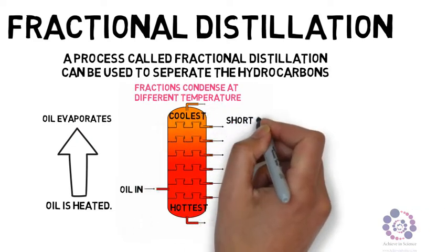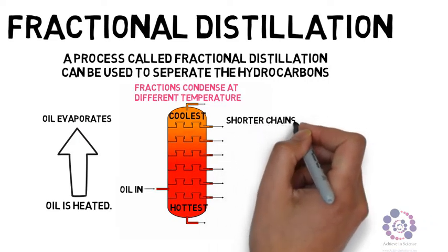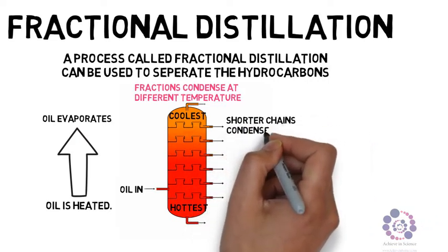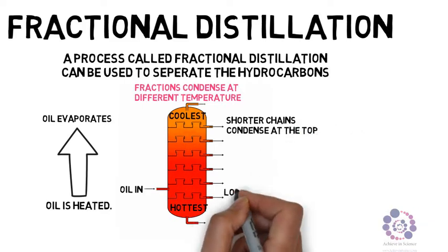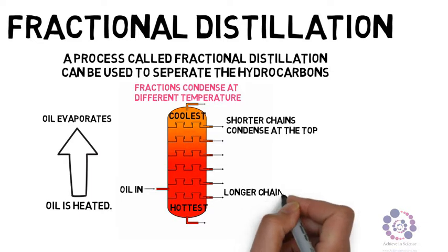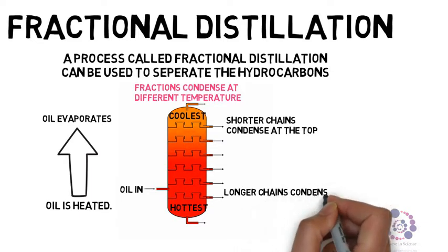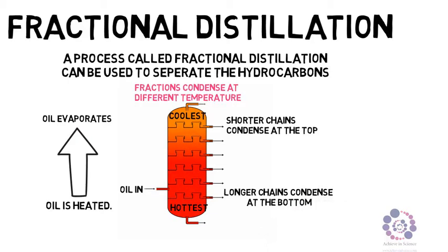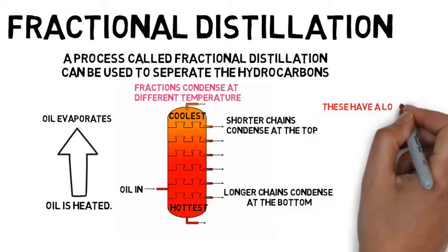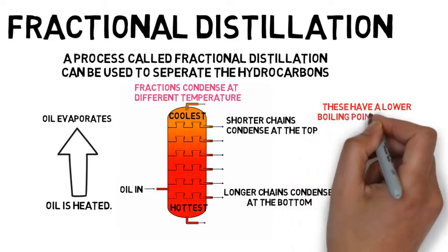This variation in temperature allows the shorter chains to condense at the top of the column, whilst the longer chain hydrocarbons condense at the bottom of the column. This is because the shorter chain hydrocarbons have a lower boiling point, because less energy is required to overcome the weaker forces between their molecules.